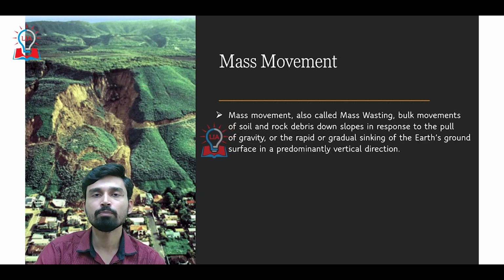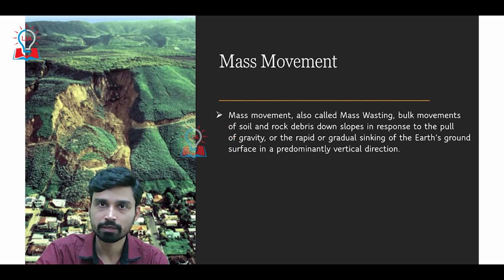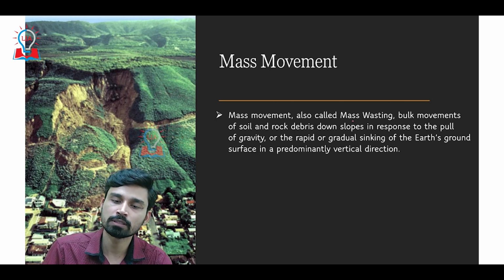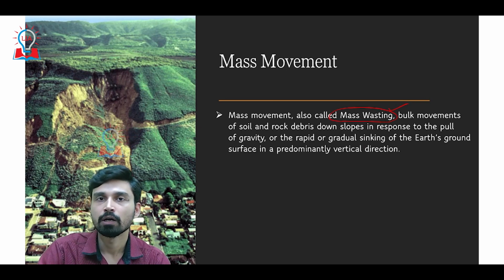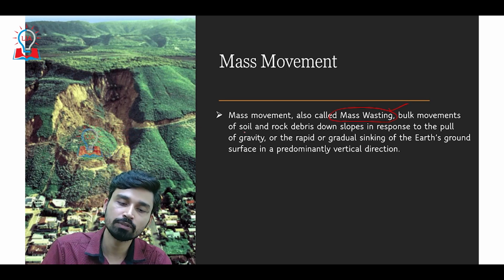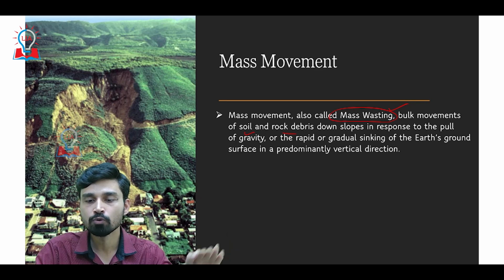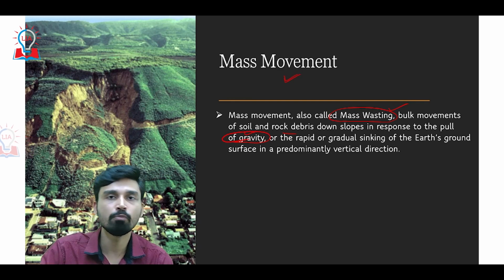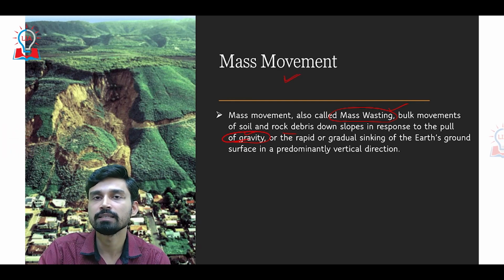So coming to the most important impact of weathering, which is mass movement. What do we understand by the term mass movement? Mass movement in simple terms, sometimes also called mass wasting, refers to the bulk movement or huge large-scale movement of soil and rock debris down slopes in response to the pull of gravity. Now this is a very important point, because whenever we talk about mass movement, other agents basically fade away.